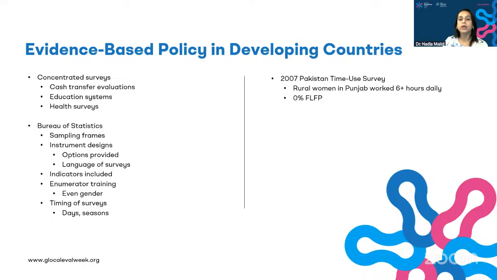So I have an example here of the 2007 Pakistan Time Use Survey. This was a really extensive diary-based survey that was done in Pakistan. And what we found was that rural women in Punjab were working 6+ hours a day. So those that were classified as not part of the labor force, as far as the Pakistan Labor Force Survey was concerned, when you did a time use survey with them, you realize that they are working. It points to how having these different types of surveys allows you to get different perspectives on the population and enriches your understanding of the population.